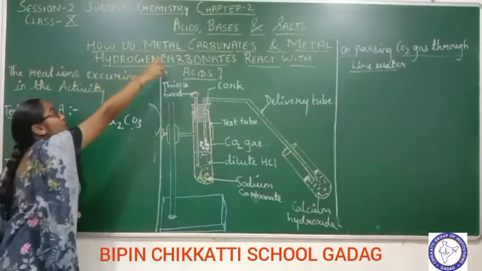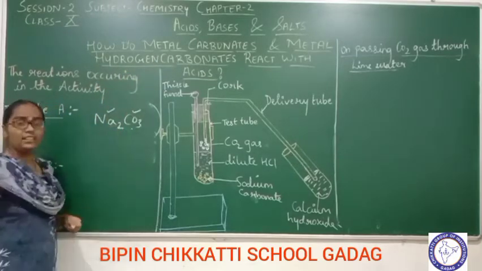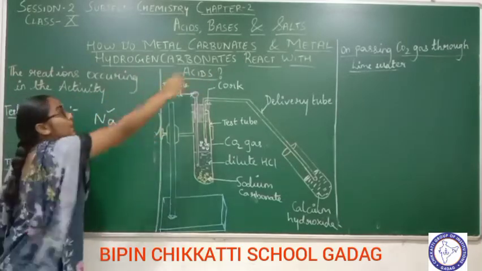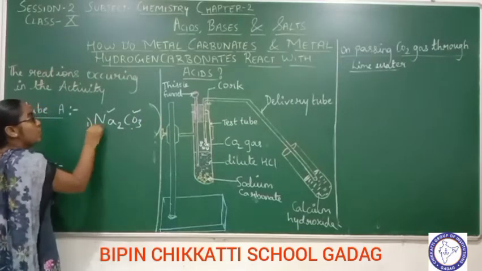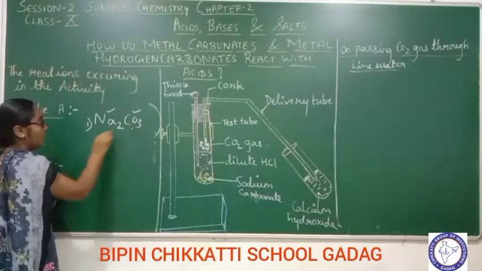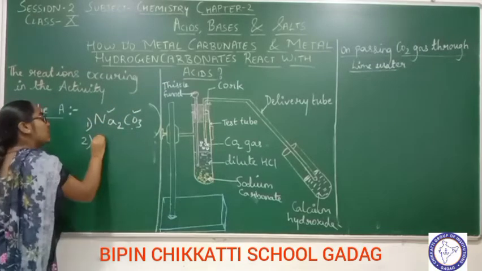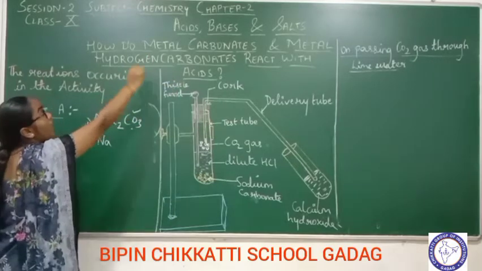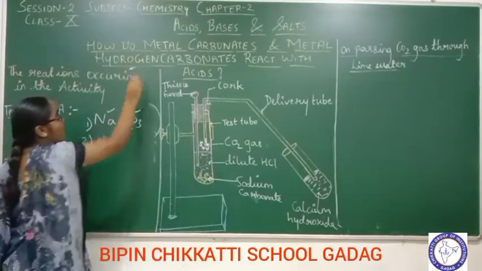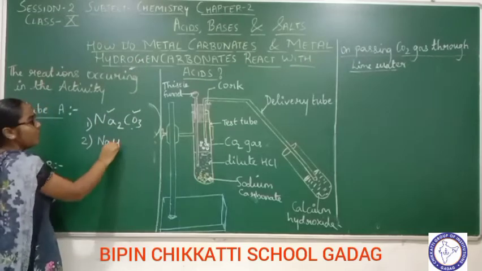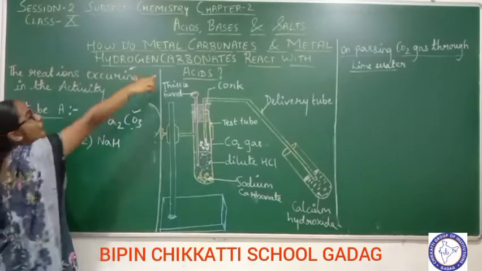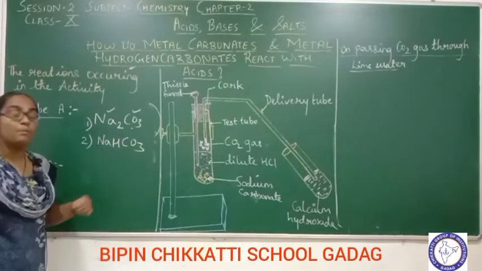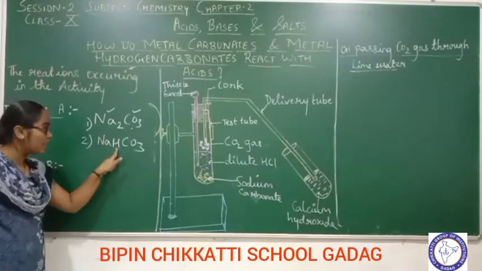So how do metal carbonate and the second one, metal hydrogen carbonate, react? The second one is also a metal, the same metal we are considering. The first one is sodium carbonate, this is the metal carbonate. Now for the second one, which metal are we going to take? Sodium. Sodium is a metal, right? So sodium, then hydrogen, this word hydrogen is H, and again carbonate. So these are the molecular formulas for metal carbonate and metal hydrogen carbonate.